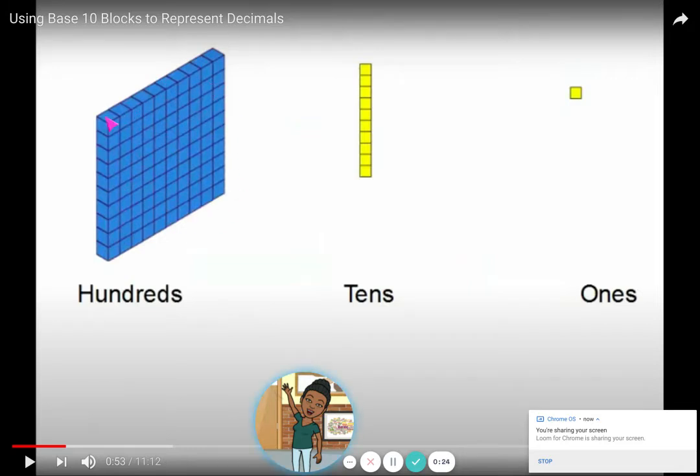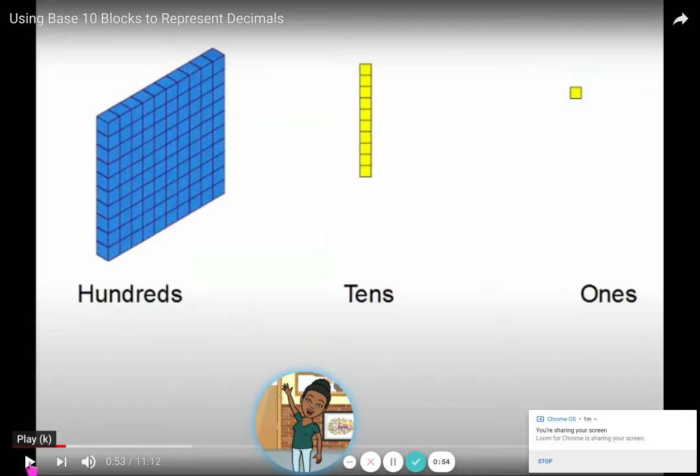This block represents 100 squares because if we count each square, there are 100 on this block. Here's our 10 rod. If we count each block, there are 10. And then, of course, 1. How many rods of 10 will it take to make a 100? Yes, 10. 10 rods make up a 100, and 100 ones make up the big old 100 block. So just a quick review there.